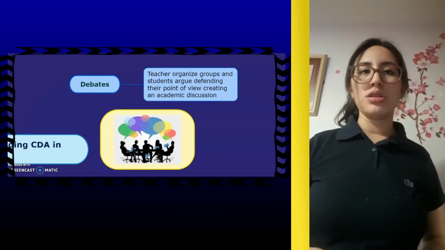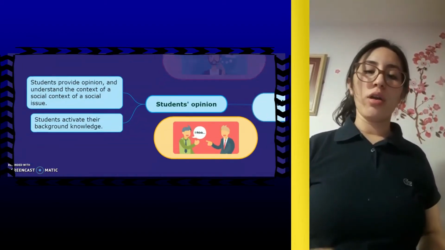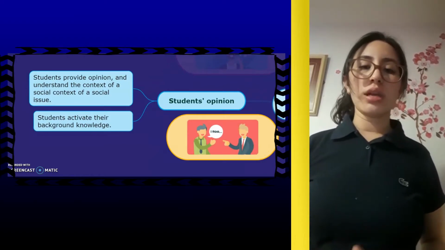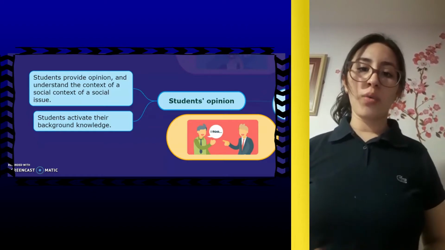Students' opinions. The teacher can ask students to read and provide their own opinions or try to understand the context of a social issue. Thus, students activate their background knowledge at the time they read the text.